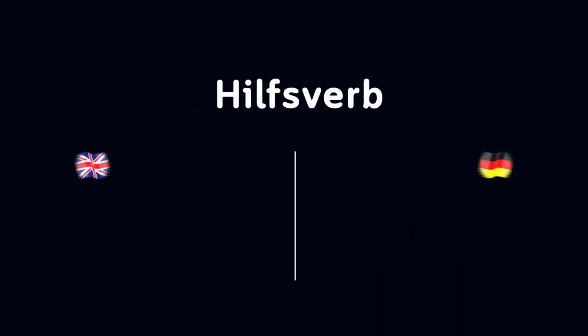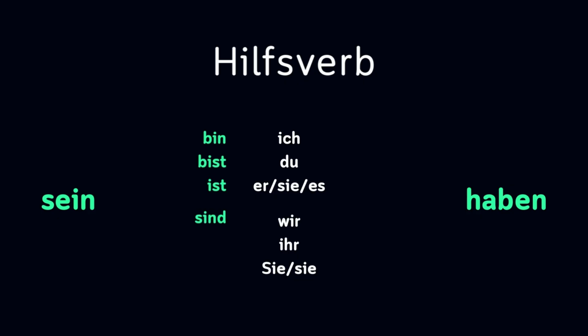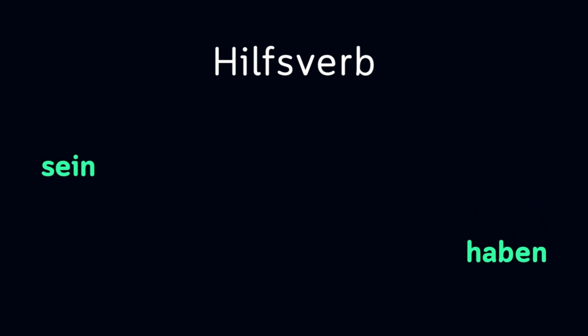In English, everything works with "have," like "I have played football" or "she has gone to the mountains." In German, we have two options, haben, like English, or sein. And the tricky part is knowing when to use which one. Before going into the rules, here's a quick review of the helping verb conjugation. So, when do we use sein and when do we use haben? To choose the correct helping verb, we have to look at the main verb of the sentence.